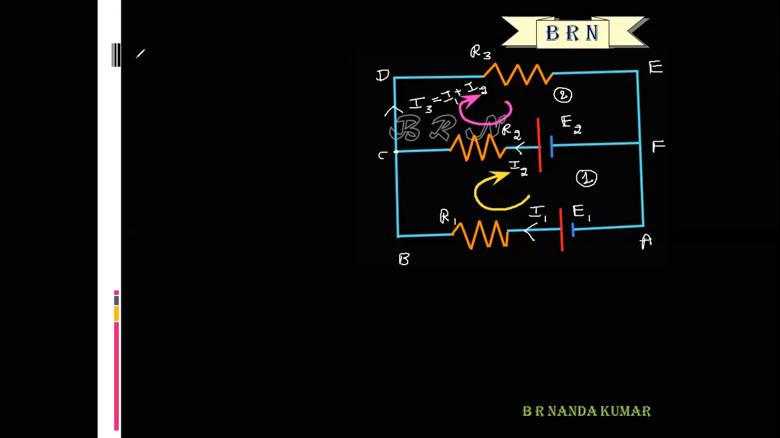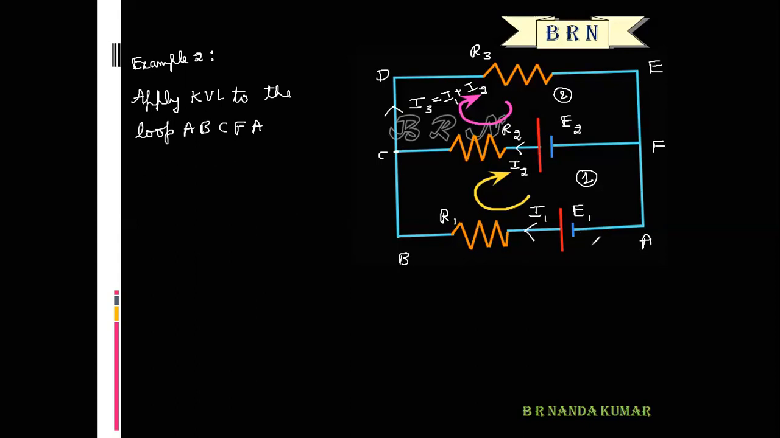This is the second example. So here, apply Kirchhoff's voltage law to the loop. The loop is A, B, C, F, A. A, B, C, F, A. This is a closed conducting path of an electrical network.